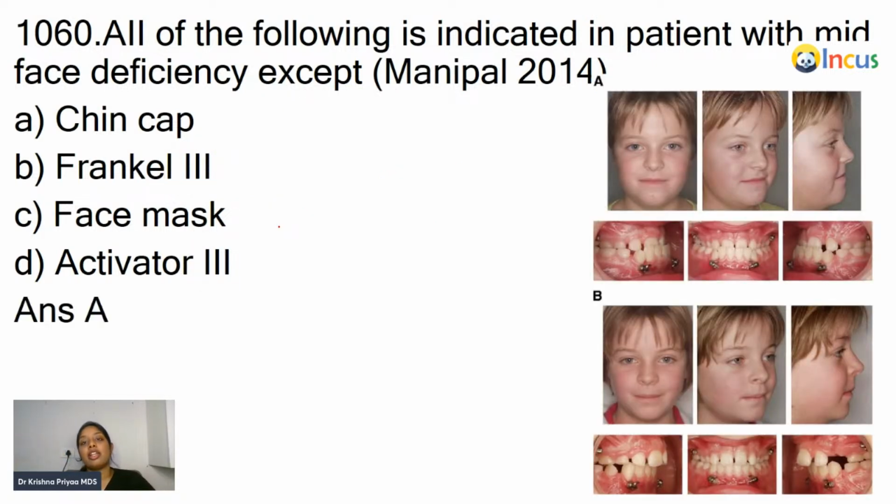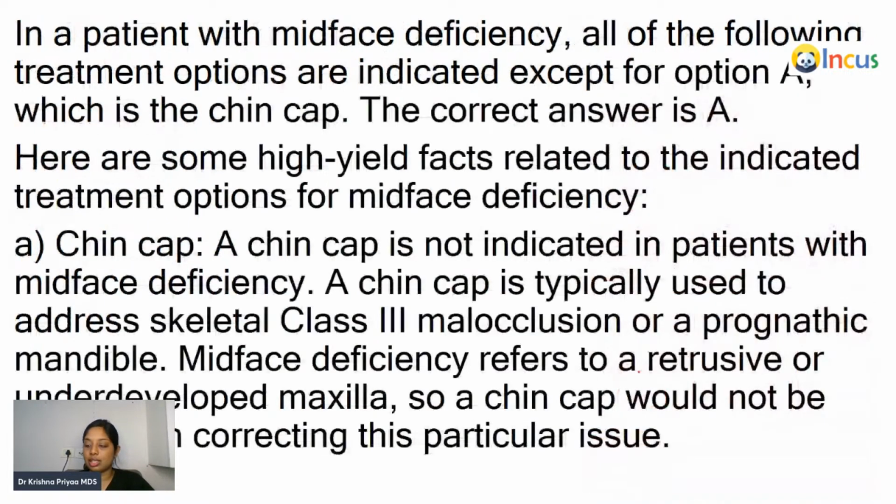In some rare scenarios, a chin cap can be used whenever there is a mandibular prognathism. But here the question was maxillary or midface deficiency, so chin cap would definitely be the answer. So this is a case of maxillary retrusion. See here, the maxilla is actually behind because of reverse overjet. What will happen after the face mask? It has come forward. See the profile difference. So this is the case of midface deficiency. Can you see the midface deficiency here and the difference between here and here? That is the answer.